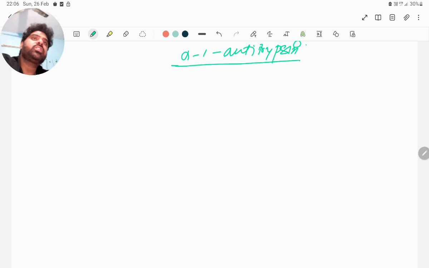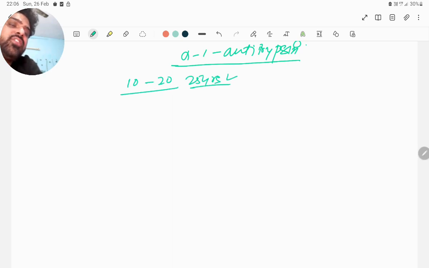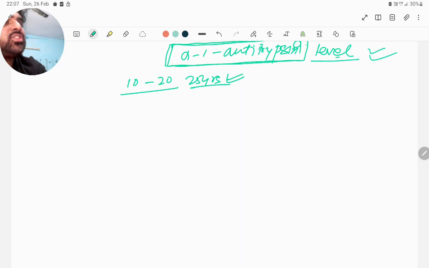We have just read that symptoms of COPD will come after 35 years, or Davidson says 40 years. But if the symptoms of COPD develop within 10 years or 20 years or 25 years, then that is called premature development of COPD. In those cases, we should go for the alpha 1 antitrypsin deficiency level, because this value may be low.